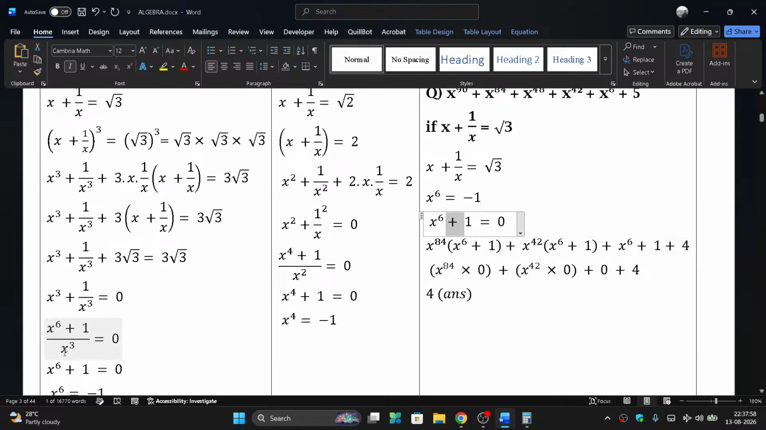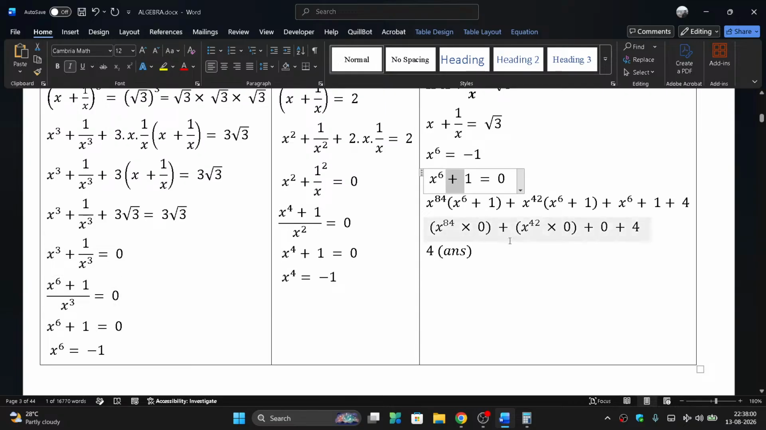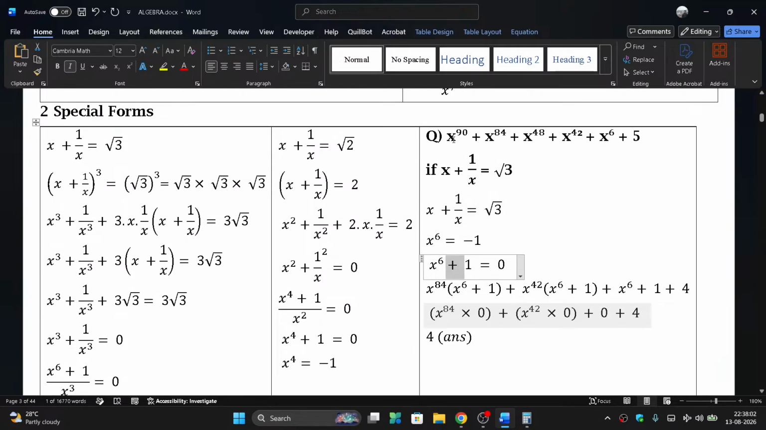Okay, here we can take things in common, because the difference between x to the power 90 and 84 is 6. The difference between 48 and 42 is also 6. The difference between 6 and nothing, x to the power 0, is also 6.